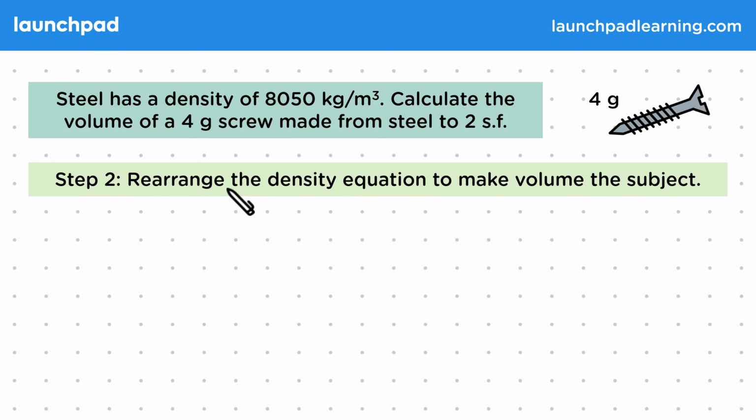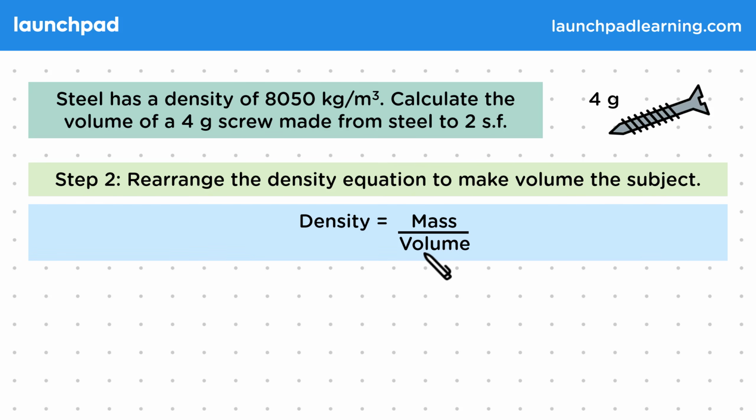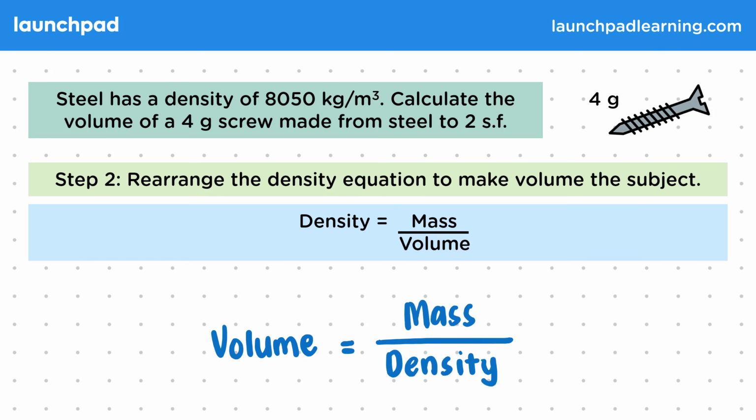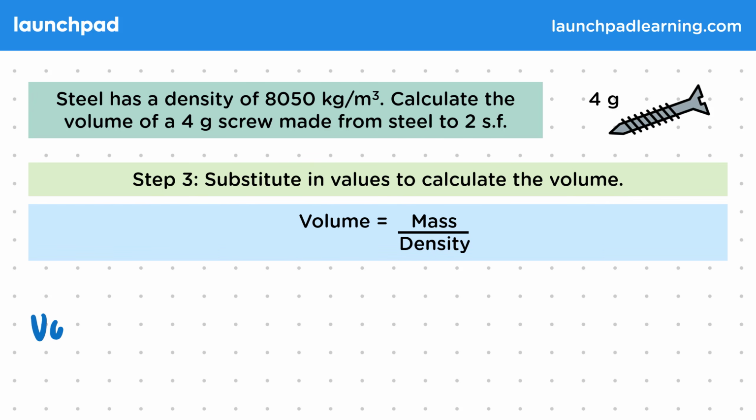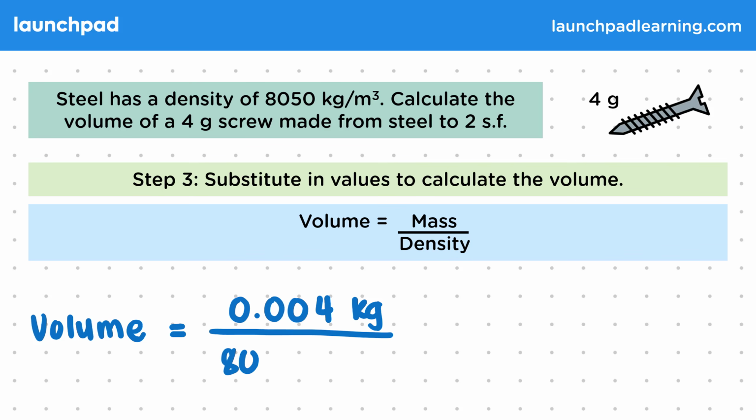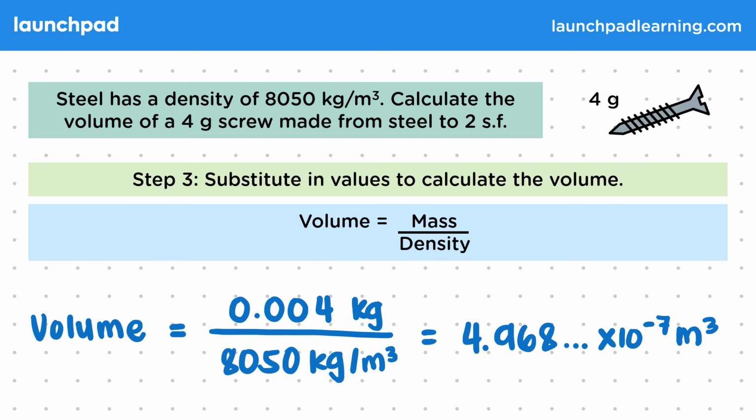For step 2, let's rearrange the density equation to make volume the subject. We can do that by multiplying both sides of the equation by the volume and then dividing both sides of the equation by density to give us volume is equal to mass divided by density. Then for step 3, let's substitute in the values to calculate the volume. So the volume is equal to 0.004 kilograms divided by 8,050 kilograms per meter cubed. That gives us 4.968 times 10 to the minus 7 meters cubed.